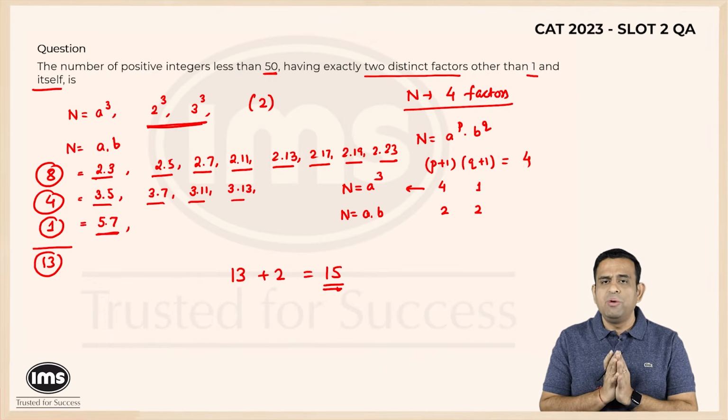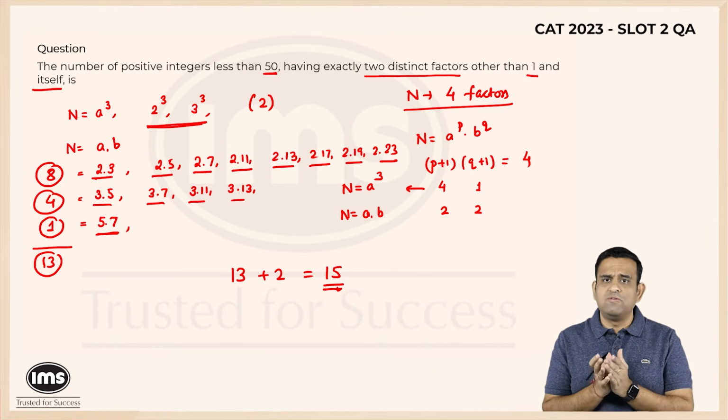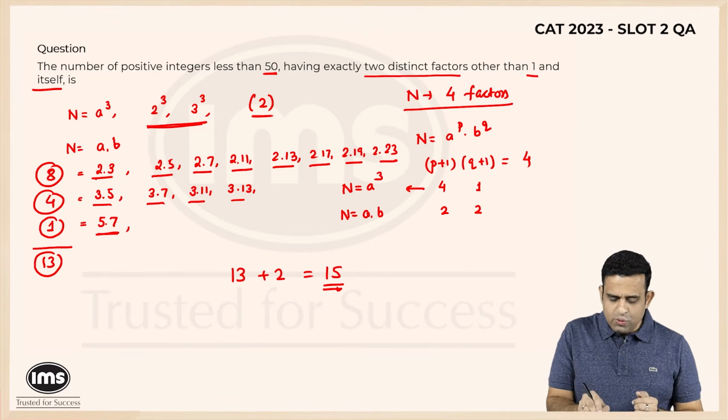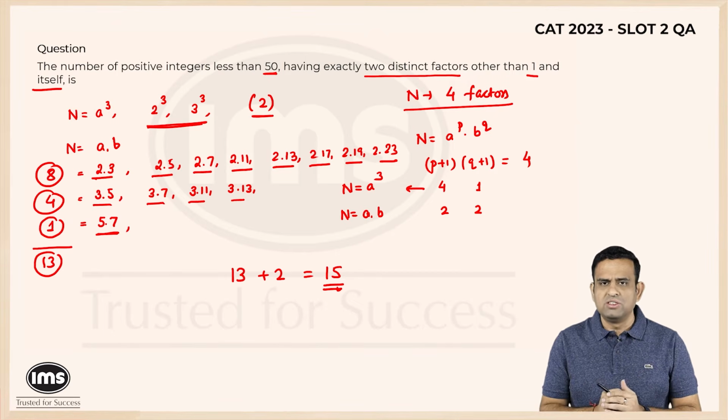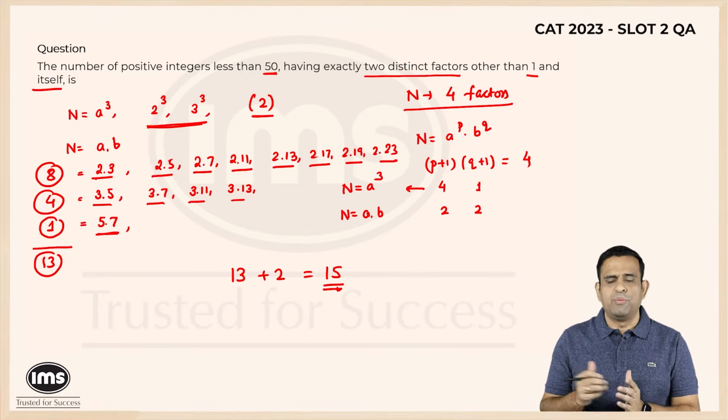Please note that you need to be very thorough with the concept of factors, because there is a high chance of someone missing out numbers of the form a cube, and you might not be able to count these two numbers. And since it's a tricky scenario, you need to be very sure about your concept and the approach.